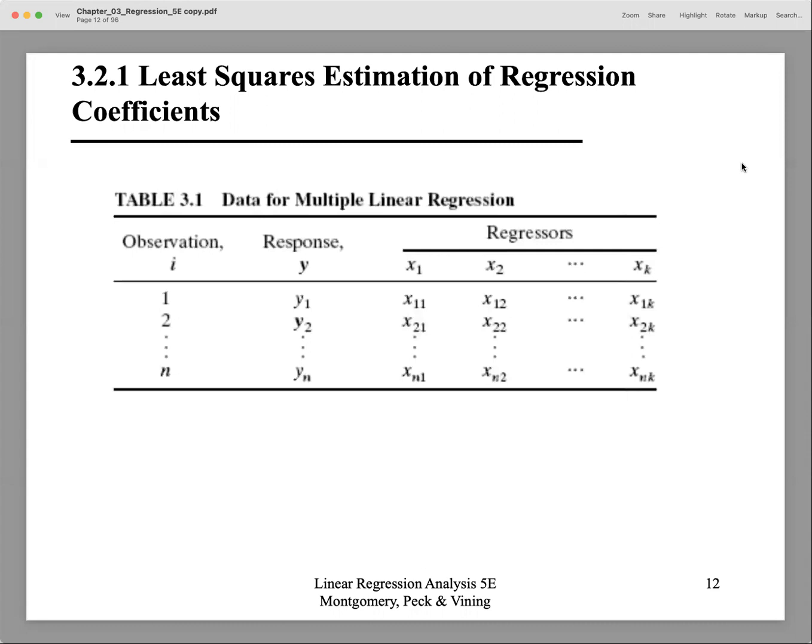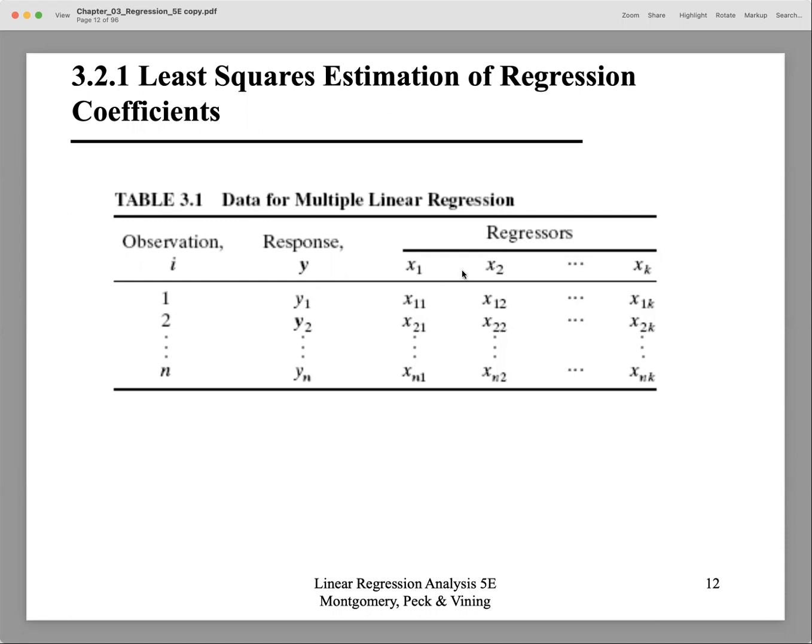Now, here's what the data for a multiple linear regression would look like. And you can think of this perhaps as a spreadsheet. That's a really good way to organize it and to think about it. And so rows correspond to observations, columns correspond to variables. And so we would have a column for the response variable y, and then you would have k columns for the k explanatory variables. You can see here that we have subscripted the response variable y with the subscript i, which again corresponds to the particular observation or subject.